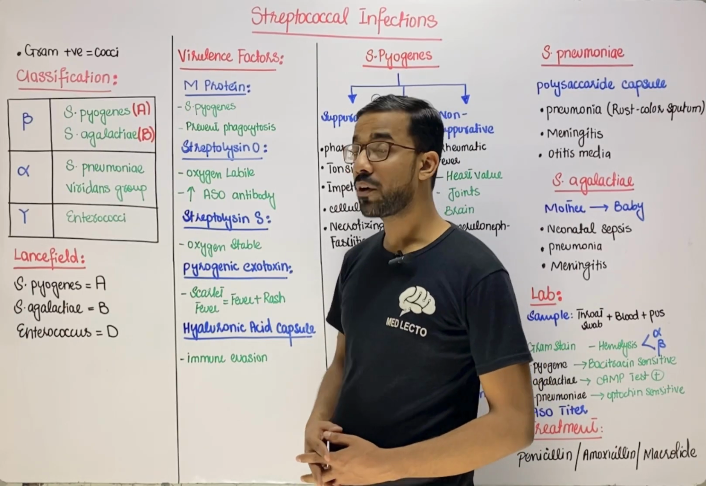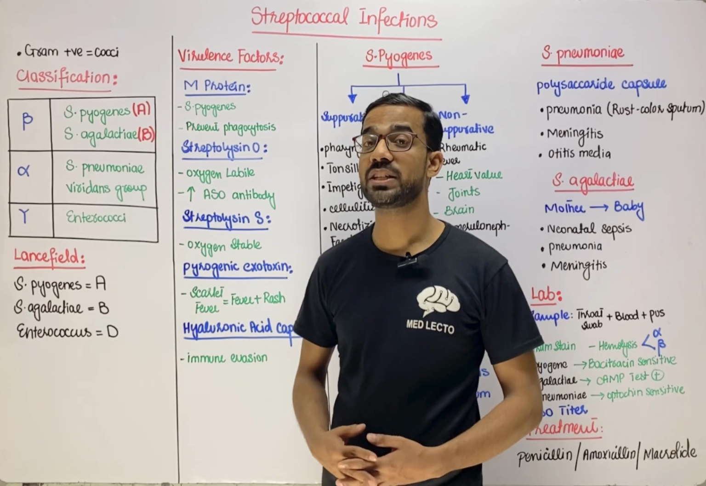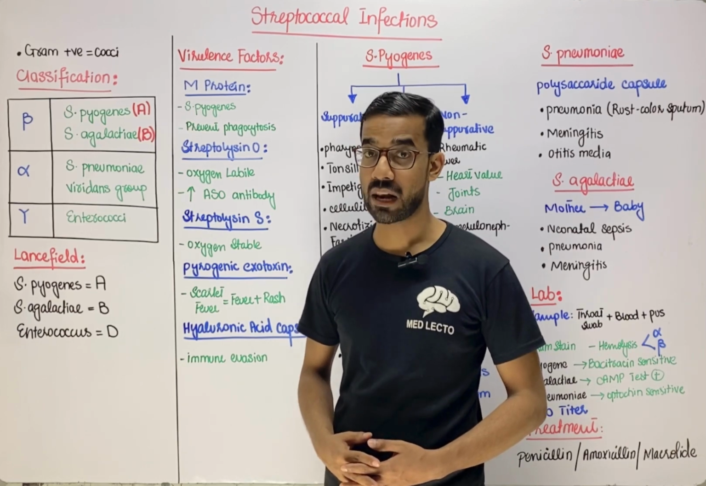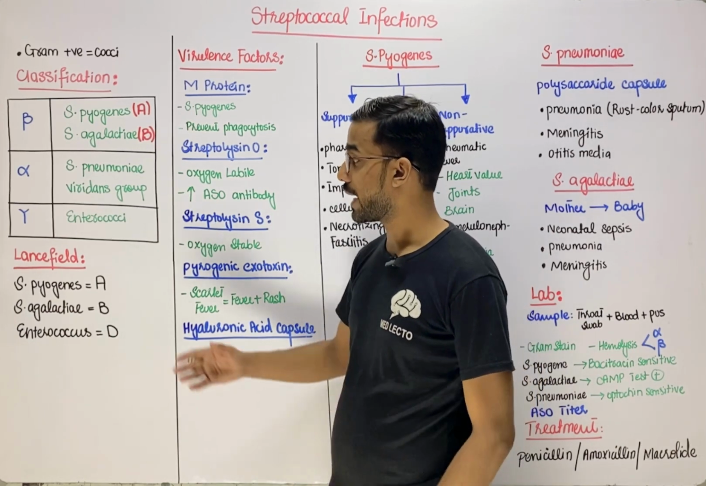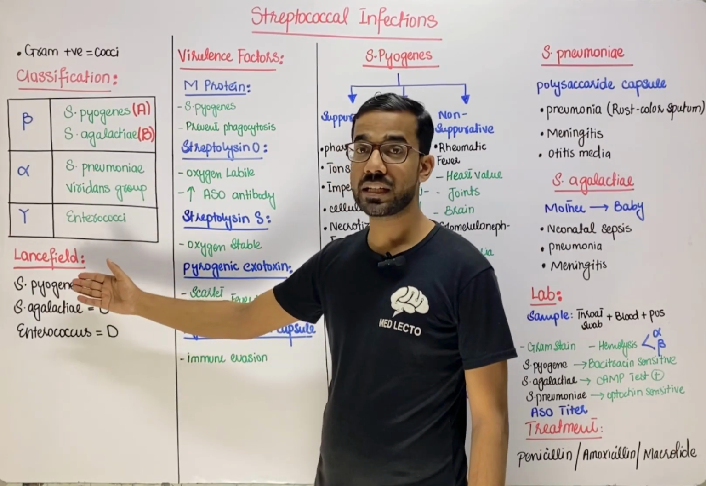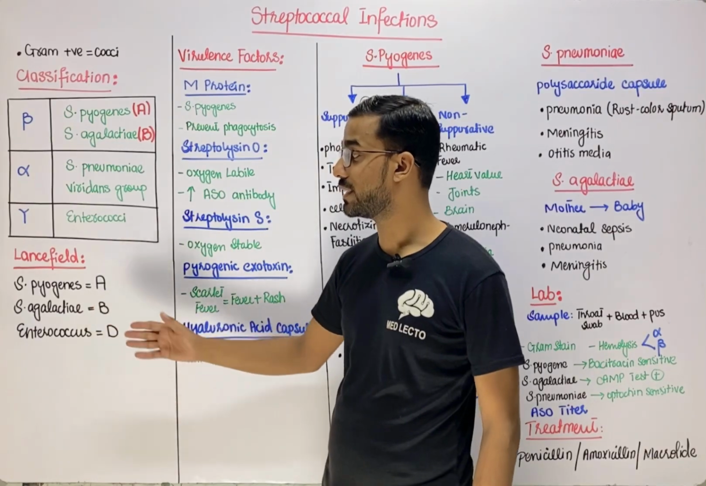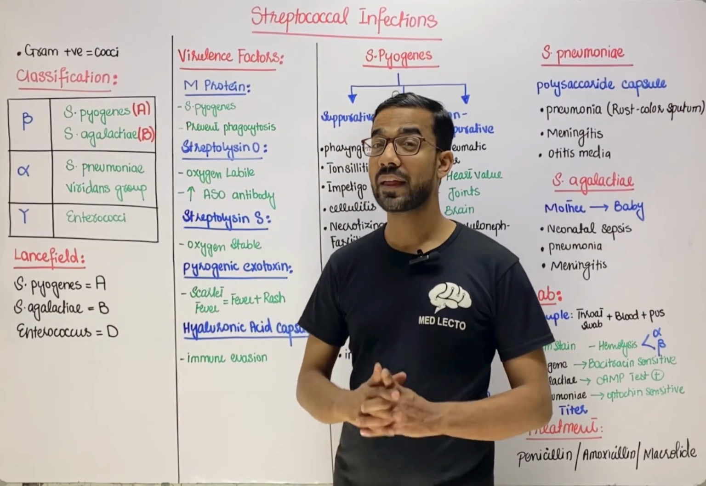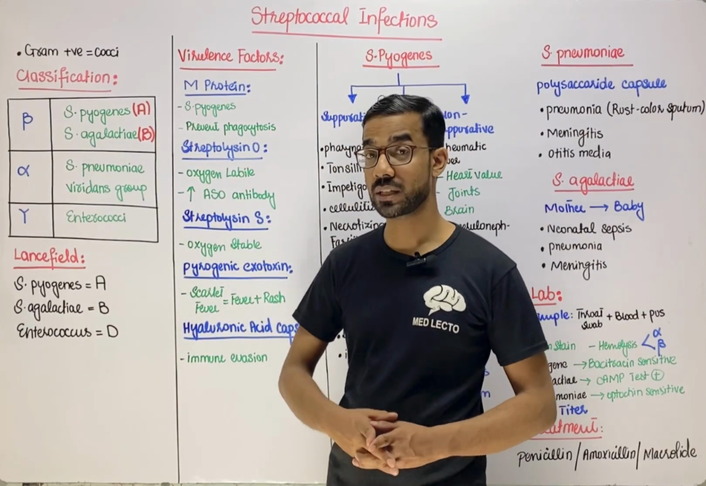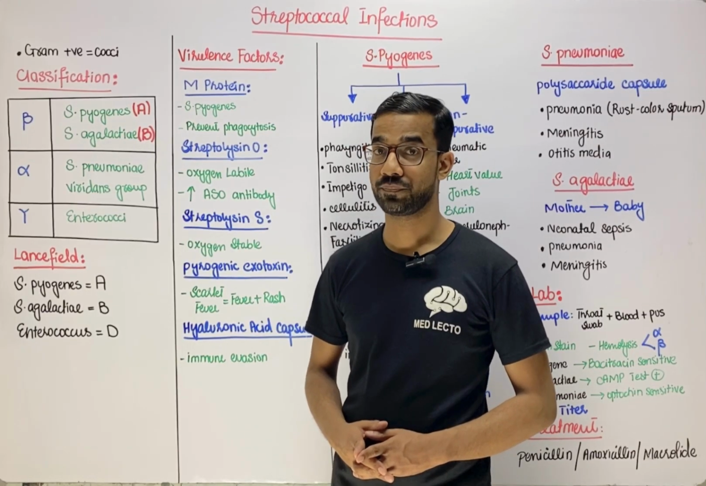We have also classified according to the carbohydrate antigens present on their cell wall. That is A, B, D. A is Streptococcus pyogenes, B will be agalactiae, and D will be Enterococcus. And the two most important species in Enterococcus are faecalis and faecium.